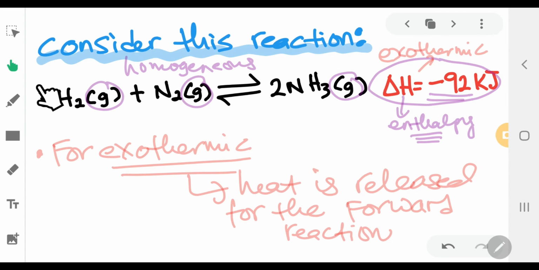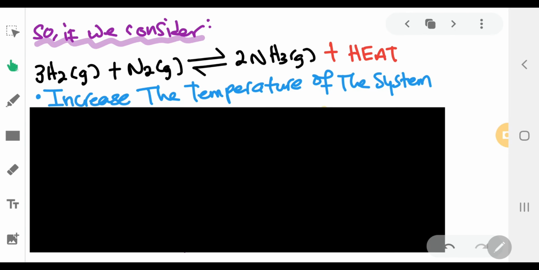Don't forget, the forward reaction is this, going to your right-hand side, and the reverse reaction would be going in the opposite direction, which is this one, to your left-hand side. So again, forward and reverse. When you look at the value of enthalpy given to you, always imagine the forward reaction. That will be considered the most. So we can consider that the heat will be part of the product for exothermic.